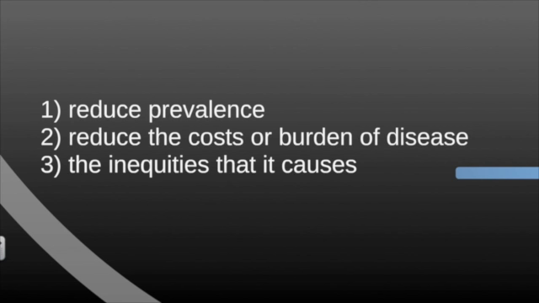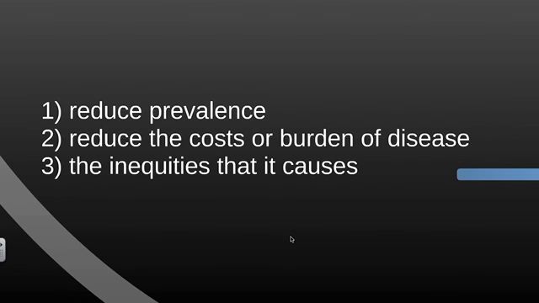Now that was a lot of information that I just gave you there, but there's probably 3 key points that you need to remember. That is to reduce the prevalence. Secondly, reduce the costs or the burden of disease, which is a good term to use. And finally, it's all about reducing the inequities that smoking causes in this country. And that's particularly for 2 groups, HSC people and people of low socioeconomic status.